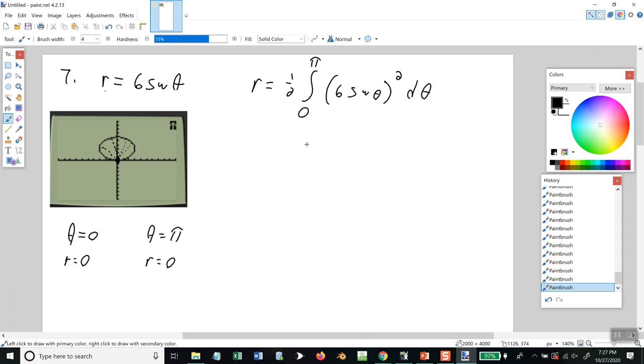Another way you could do it, which will give you the exact same answer, and I don't think this is necessarily any easier in this particular example, is instead of going clear to pi, if you look at the right side here, for a circle, is that symmetric to this side? It is, isn't it? So I could go from 0 to pi over 2, which will give me half the circle, and then multiply it by 2.